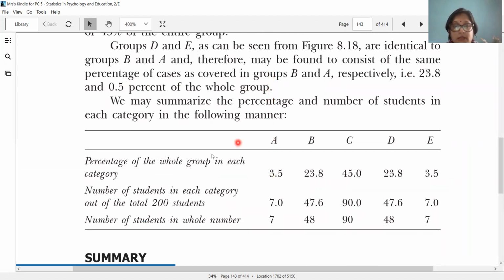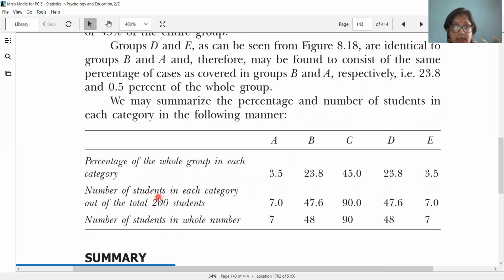So we can summarize the findings in this table. First of all, we write the percentage of the whole group in each category, which is 3.5% for A, 23.8% for B, 45% for C, 23.8% for D, and 3.5% for E.